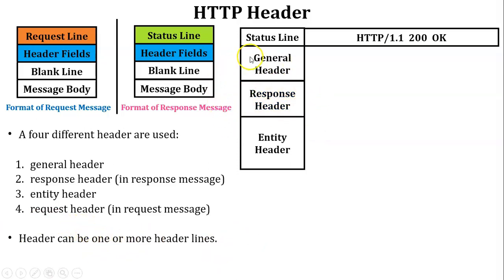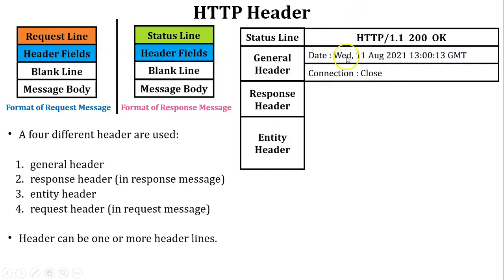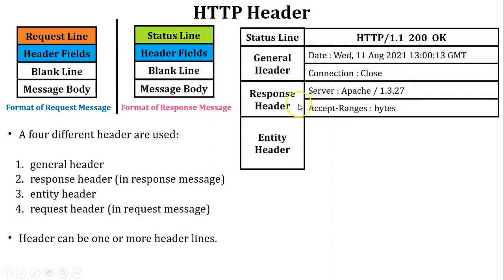So here I discussed these three headers: general header, response header and entity header. In the general header there are two different lines. The first one shows the date, meaning when the response was created. The second line indicates the TCP connection, which is closed. The response header consists of two lines. The first line is server, meaning from which server the response message was generated. In this diagram it is generated from the Apache server. The second line of the response header indicates in which unit the server will accept data. It will be in bytes.